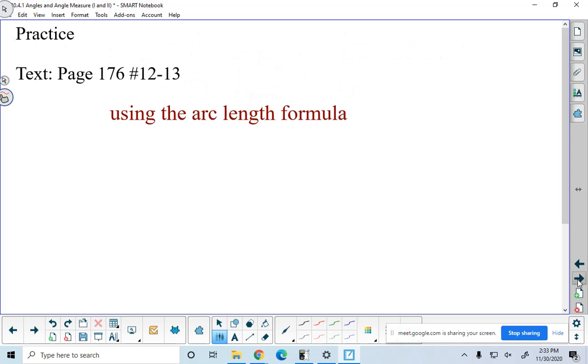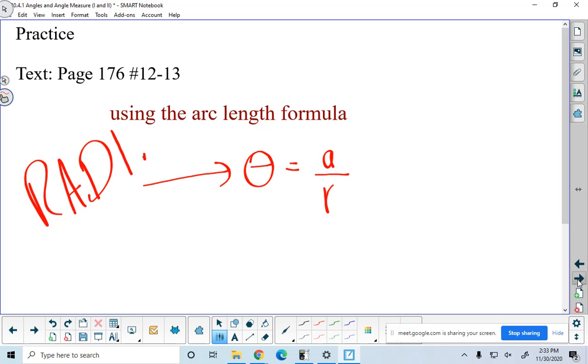So what this lesson boils down to is using the arc length formula, theta equals a over r. I hate to be a fanatic about it, but you have to be in radians. If you're not in radians, this formula just, it's not worth anything.